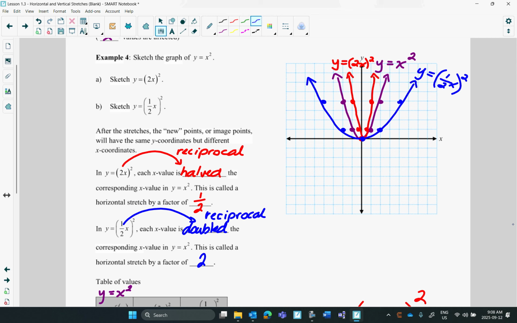When stuff is inside with the function, it seems like the opposite things are happening, right? Like remember when we did shifts, if it was plus, we moved left. It was kind of opposite thinking. It's kind of opposite thinking with stretches too. There's a number in front, you think, oh, you would times it by 2. No, you times it by the flip of 2.